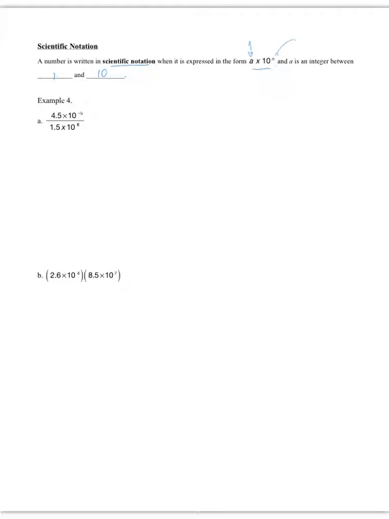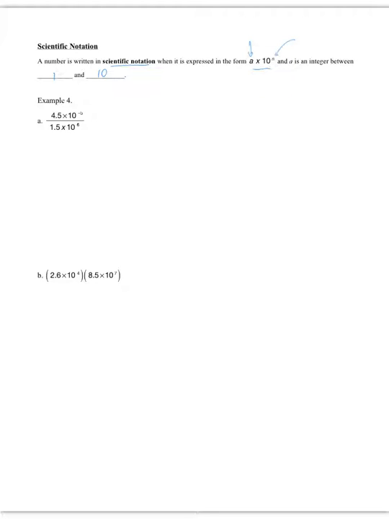Now this power can be positive or negative. That's going to give you a clue as to how big or small the number is. So let's look at the first example. We have 4.5 times 10 to the negative fifth over 1.5 times 10 to the sixth. Now, this is written in scientific notation. The numerator's in scientific notation. The denominator's in scientific notation.